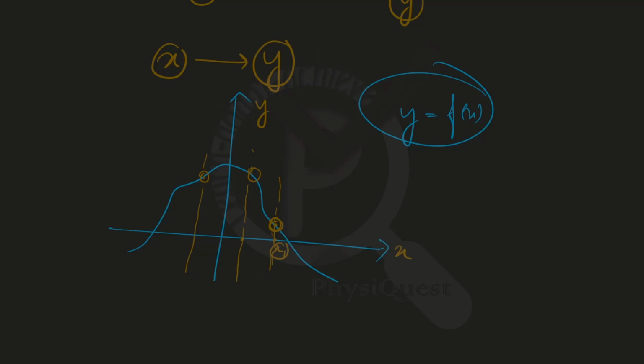So just to verify whether I'm getting only one value of y or not, draw a line parallel to the y-axis for a particular value of x and check whether it cuts the curve at only one point or not. That is all you have to check.